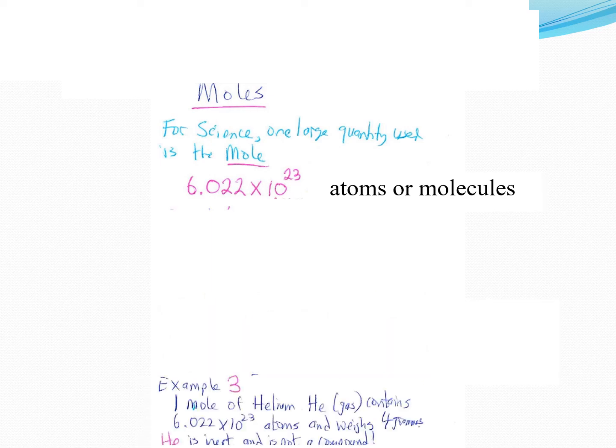And one more example to finish up. 1 mole of helium gas contains 6.022 by 10 to the 23 atoms. Helium gas is inert, it's not a molecule, it goes around as its own atoms, and the mole of helium weighs 4 grams.